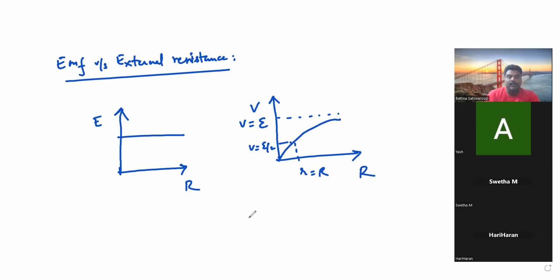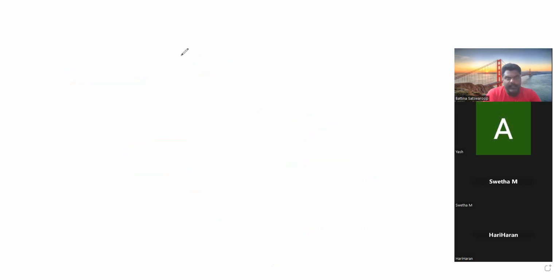Right. Then next one, plotting between V and I. Slope will be negative. This is clear? Yes, sir. Right. Next one, moving charges and magnetism.